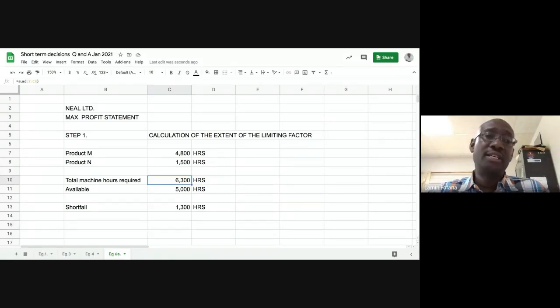But unfortunately, we don't have that. The machine cannot run for that number of hours. The machine can only run for 5,000 hours for the required period. So whatever production we need to do, we must produce the products that make the best use of these hours. The hours are the scarce resource, and we want the best use of them so that we can have maximum profit. That's exactly what we're coming to do.